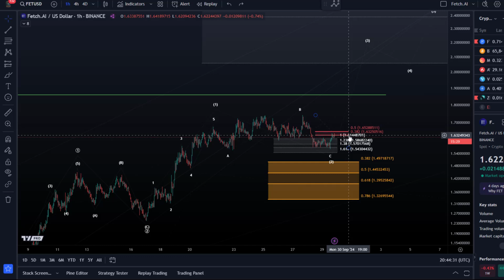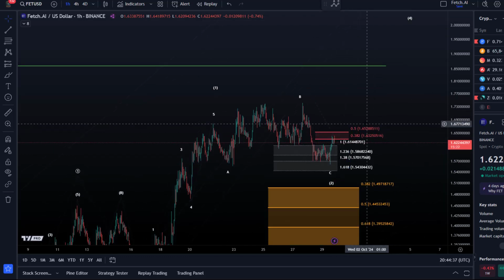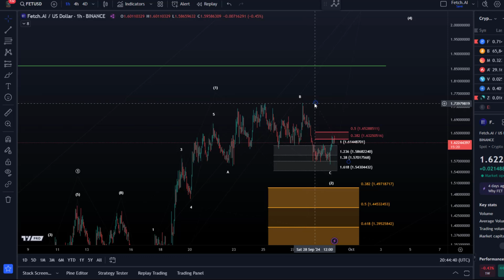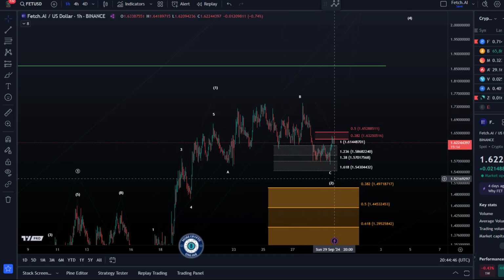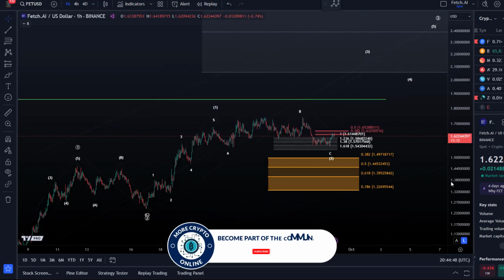Overall, we were watching for a reaction in that Fibonacci support area. That reaction has happened, and now we need first a break above 1.65. And then a break above that B wave high at $1.74. That would be further confirmation that indeed a low has formed in wave 2. And what would be a target then for wave 3?